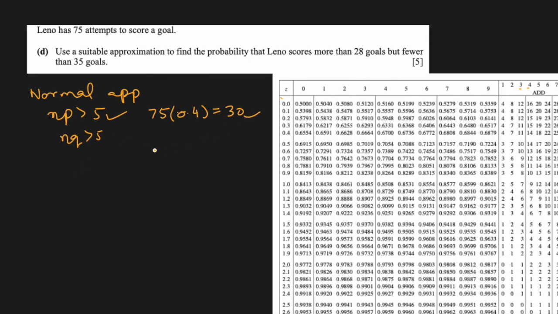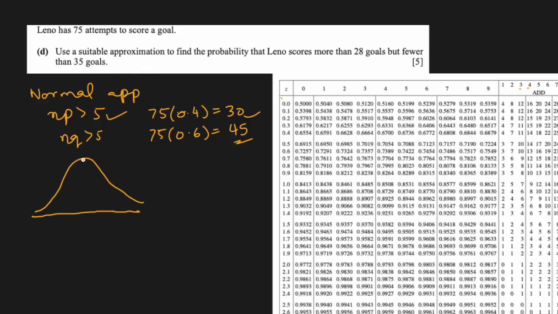30 is okay, done. Similarly, 75 times 0.6, obviously it is more than 30 because the number has increased, which is how much? 45. So more than 5. Done. Testing is done. Now we need to draw the approximation here.